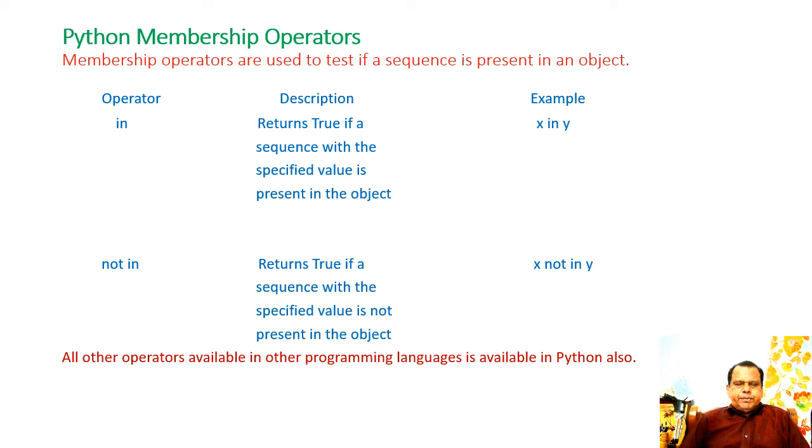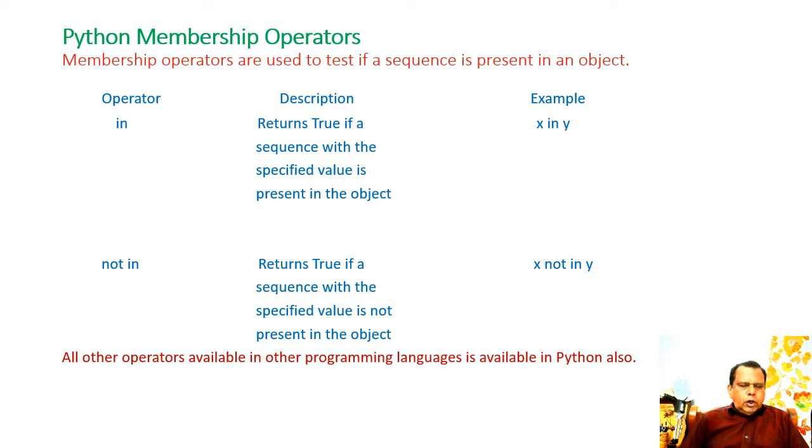Python membership operators. What is it? Membership operators are used to test if a sequence is present in an object. Operator, description, example. The name of the operator is "in". Description: returns true if a sequence with the specified value is present in the object. Example: X in Y.